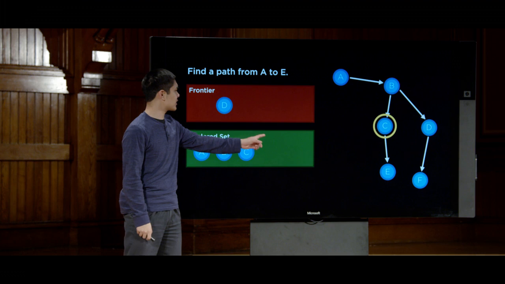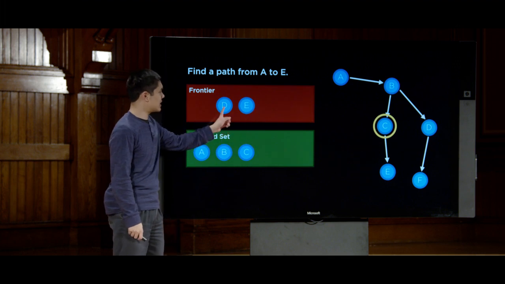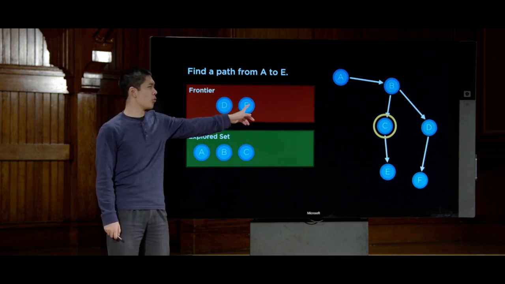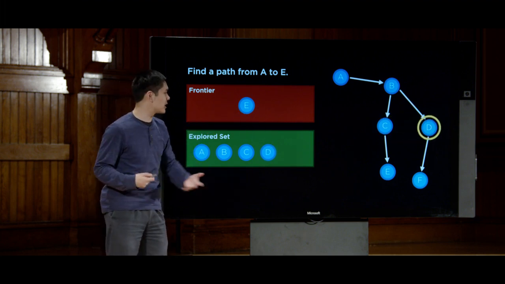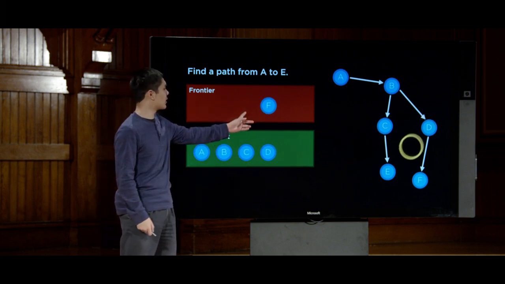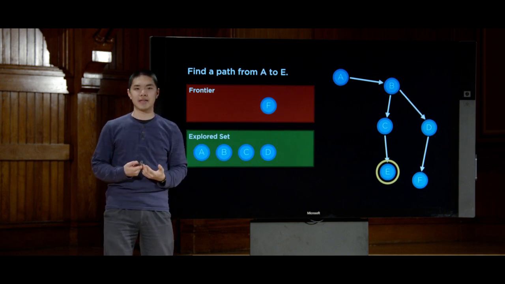So E gets added to the frontier, but because D was explored before E, we'll look at D next. So we'll explore D and say, where can we get to from D? We can get to F. And only then will we say, all right, now we can get to E.